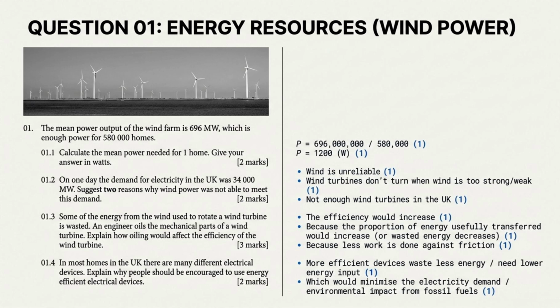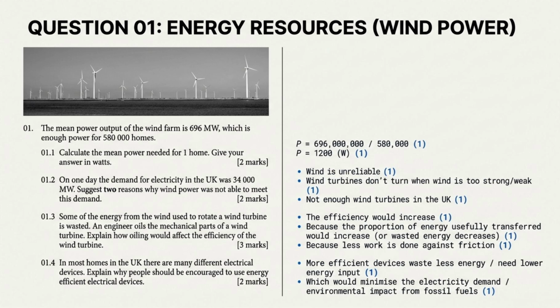Yeah, the classic unit trap, because the data given is in megawatts. Exactly. If you just divide the numbers as they are, you lose the marks. First, you have to convert 696 megawatts into watts. So mega means million. Right. So that's 696 million watts, 696 with 6 zeros after it. That is a lot of zeros to punch into a calculator. It is, yeah. But once you have that total power in watts, you just divide it by the number of homes, which is 580,000. And what does that give us? It gives you a nice clean 1,200 watts. That's the mean power per home.